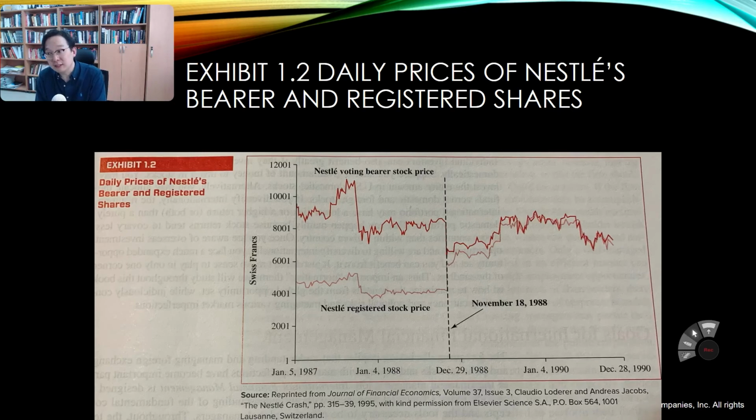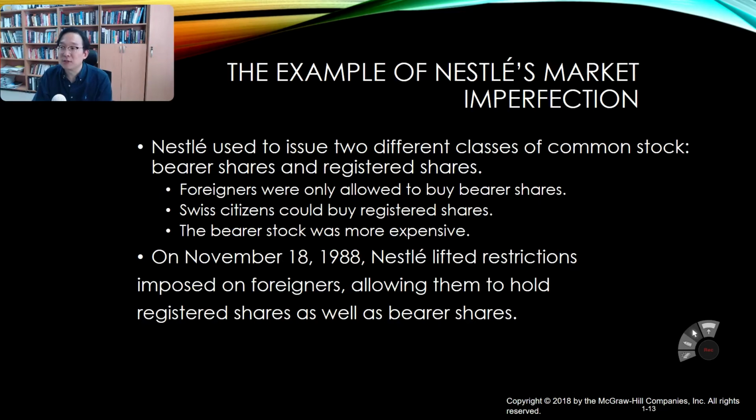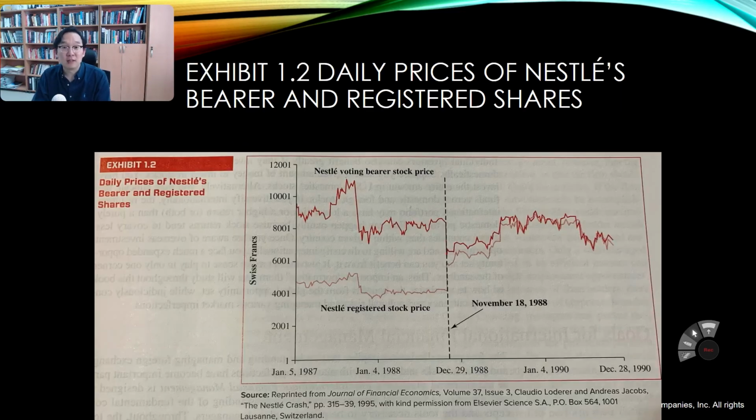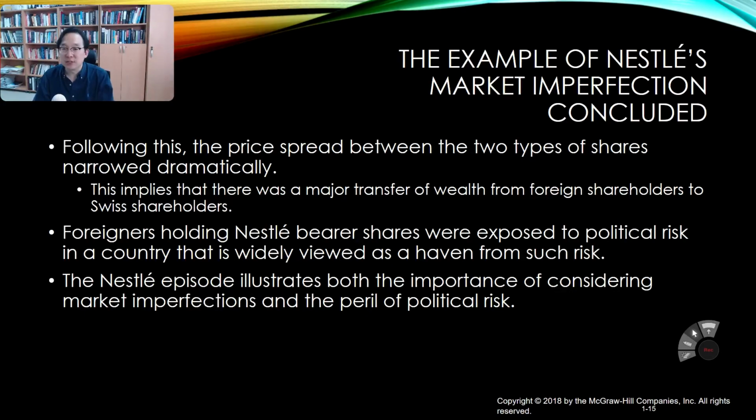And this is a good example of market imperfections in the demand curve. The demand curve of the share doesn't seem flat, but kind of downward sloping. More demand, higher price. That's the thing that you're going to see over here. Now, example of Nestle market imperfection concluded.